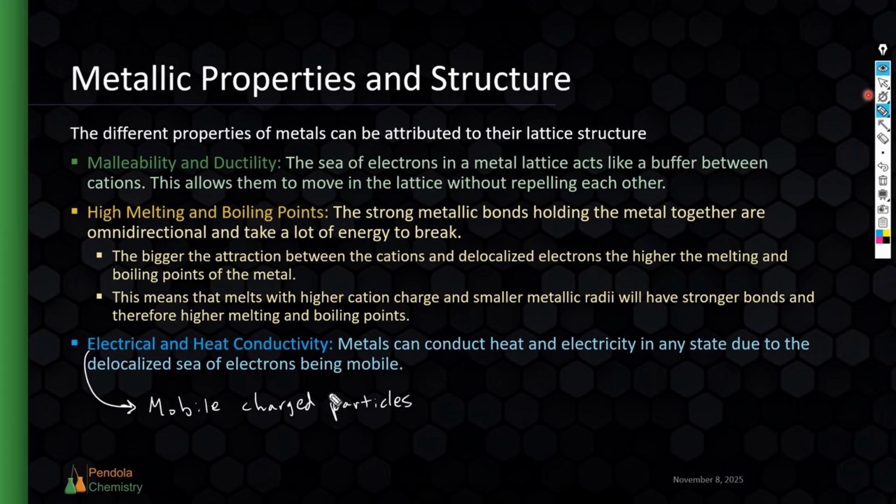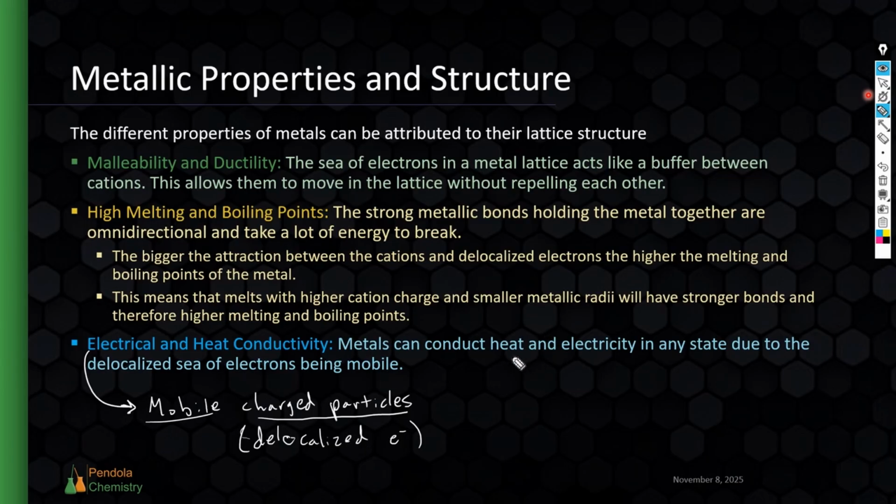So what are the mobile charged particles here? The mobile charged particles are the delocalized electrons. The delocalized electrons in a metal are mobile, they can move around, and they're charged particles because electrons have a negative charge. And so they can conduct electricity and heat very well.